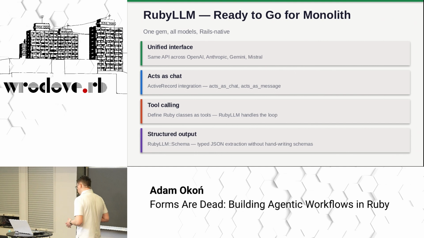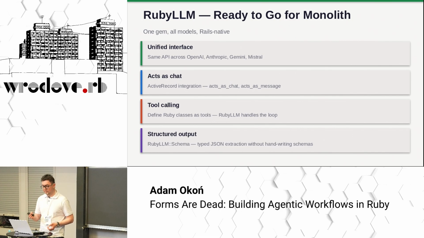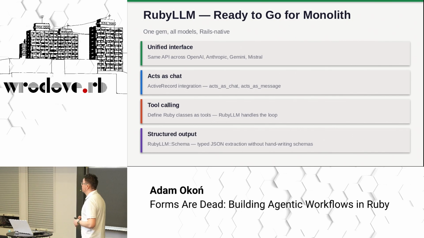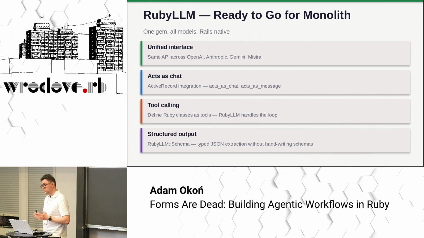So for the monolith, you probably want to pick RubyLLM as the integration with the LLM providers. It has Rails native support. It can very easily integrate with Rails Active Record, handle basic chat functionality, and you can define the agents. It provides the abstraction to define the agents and the tools for the agents.